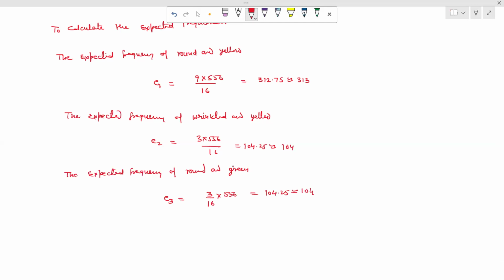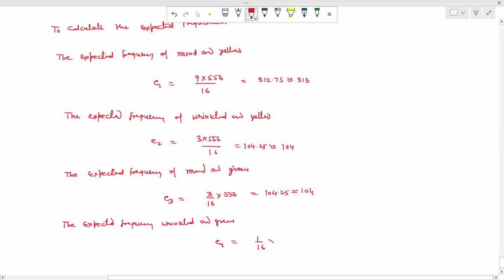And the next is the expected frequency of wrinkled and green. Wrinkled and green is denoted as E4. E4 is equal to 1 upon 16 into 556. So this is equivalent to 34.75, meaning 35.